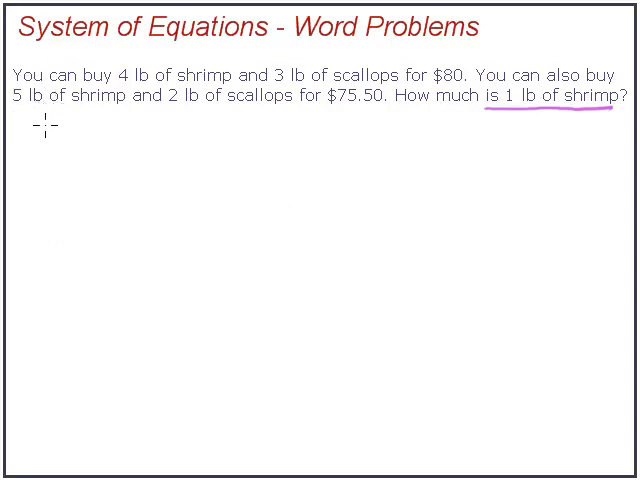In order to do this, we're going to declare our variables. We're going to say let x equal the shrimp, and that's just because it comes first in the problem, and let y equal our scallops. So here's our variables, and now we can go ahead and solve this.